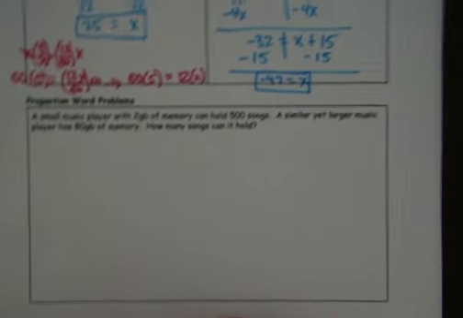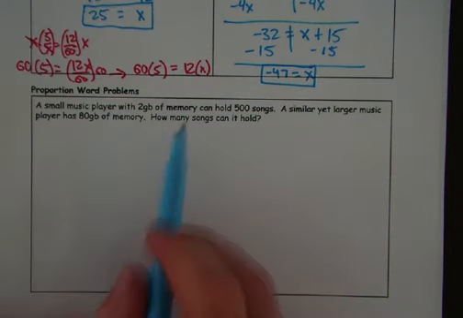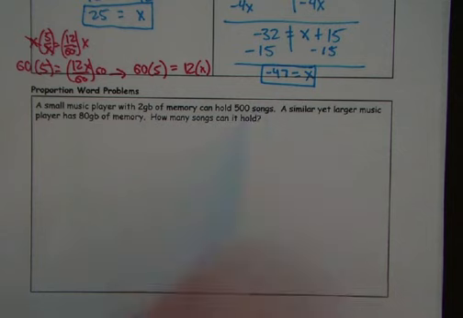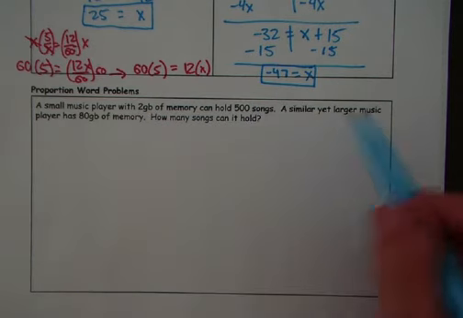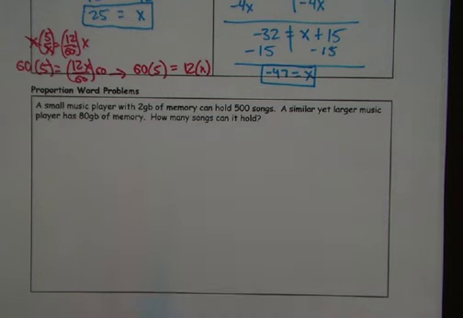Well, these are very convenient for word problems. I know you don't like word problems, but super practical application of what we're learning is to apply this to the real world, and that's all a word problem is. So here we have an example. It says a small music player with 2 gigabytes of memory can hold 500 songs. A similar yet larger music player has 80 gigabytes of memory. How many songs can it hold?